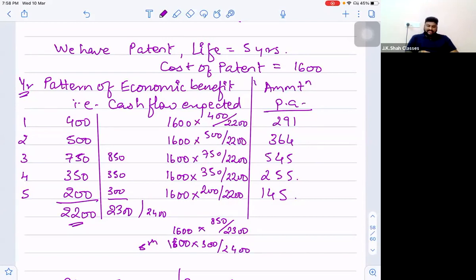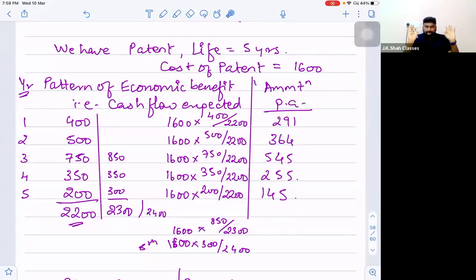So these are estimated cash flows. These are the estimated pattern of economic benefit, and this pattern can change. If it changes, no problem. That particular year's cash flow will change. So always remember the total will also change. Don't just change this amount and keep the total amount the same. The total amount will also change. If this increases by 100 rupees, the total will also increase by 100 rupees. 2,200 will become 2,300. Clear with this point?